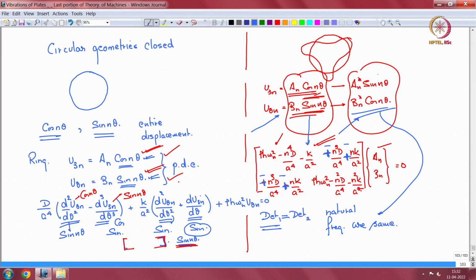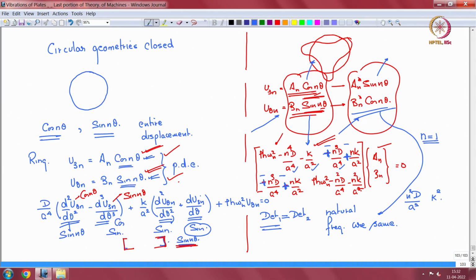Okay. After all, this is just a rotated version of this, and therefore the natural frequencies are the same. Now, what is the difference? We will take n equal to 1 as we did before. So this becomes D by a^4, k by a^2, D by a^4, and I will drop the D again, n^2 D by a^2 in comparison to k^2 as we did before.